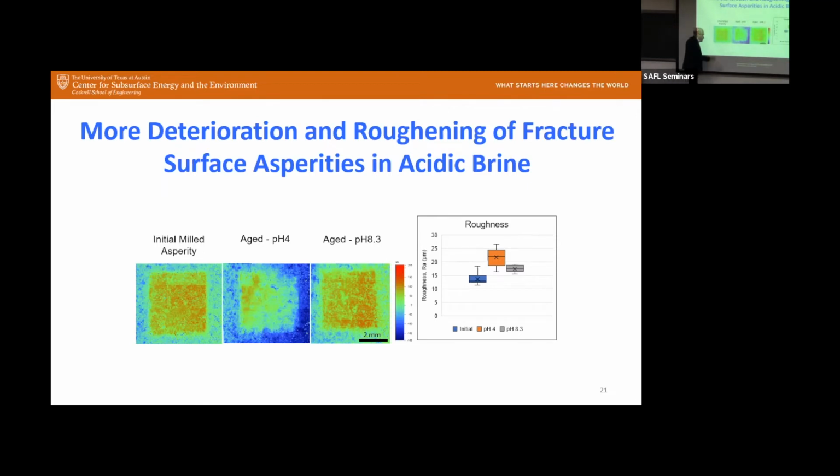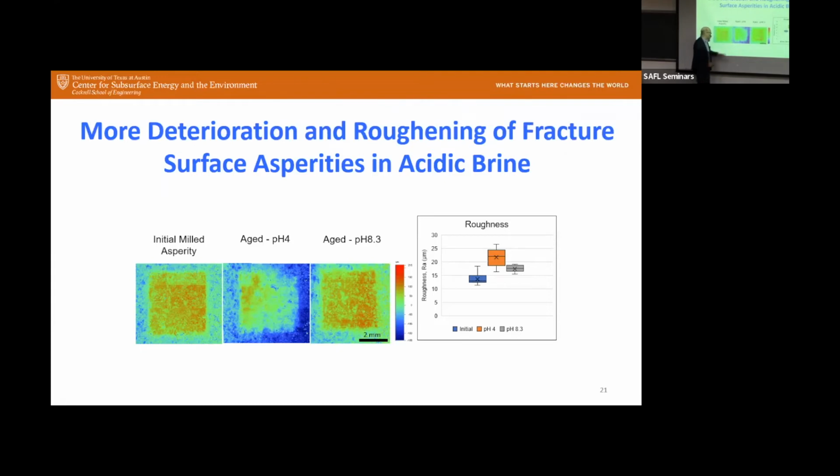And the first thing was just this laser profilometry, looking at the integrity of the asperities before and after the experiment. So if we just image what that asperity looks like beforehand, we get this nice square raised 0.1 millimeter platform. If we look after the experiment, after 7 days at pH 4, it looks like a rougher, less defined square than if we do it at pH 8.3.